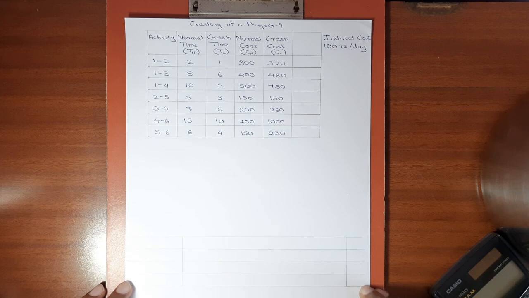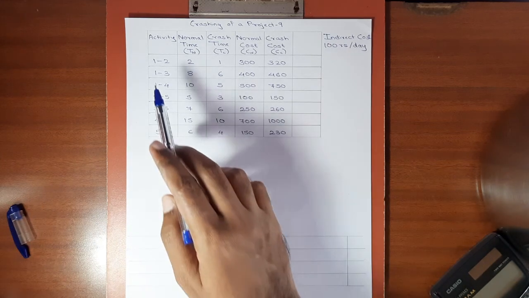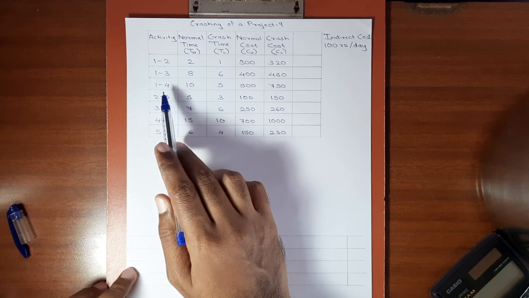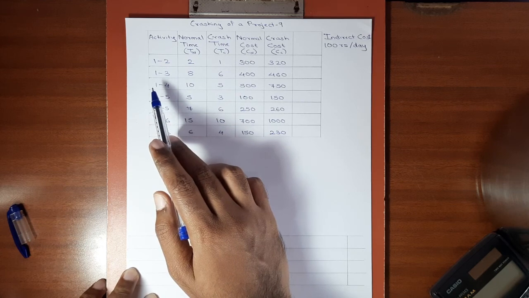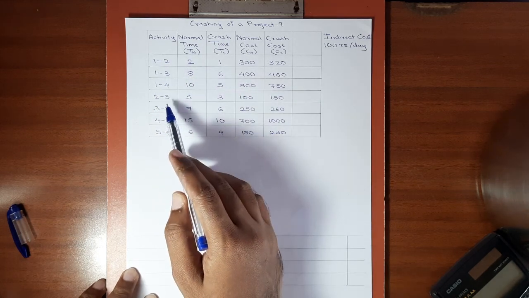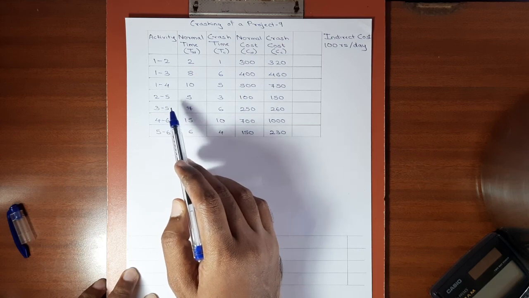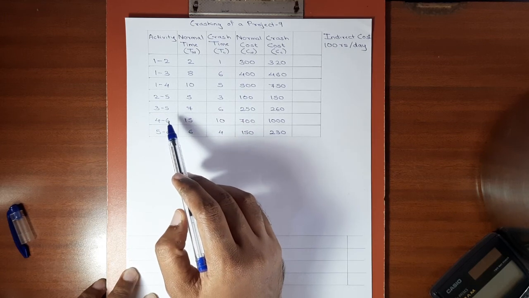So the first step is from the given data, we have to draw the network diagram. So let's proceed. First is activity 1, 2, 1, 3, 1, 4. So three arrows will be emerging from the first node. Again, if you see below 2, 5, 3, 5. Two arrows will be joined to the fifth node. So we'll keep the fifth node in the center.